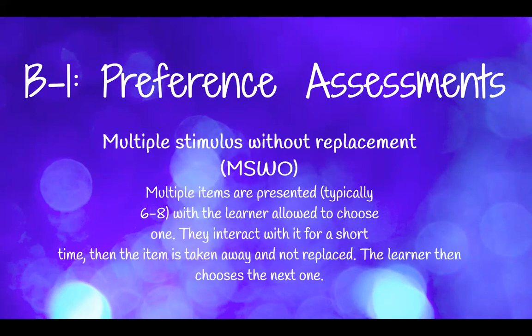Similar is multiple stimulus without replacement. This is where, again, you're presenting about 6 to 8 items and the learner chooses one. Once they're done interacting with it for a short period of time, then that item is taken away and not replaced. So that's the differentiation: with this one, the item is not replaced. So then the learner would choose another item. So what's the next item in that field that they are interested in and want to play with? That's the one that they would choose next.